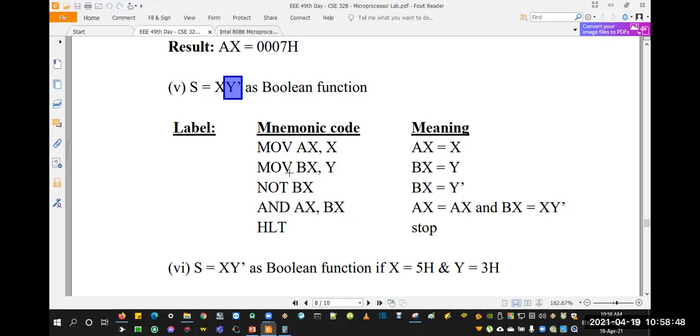Then you have to do this calculation, NOT bx, because y has to be inverted. So we are getting bx equals to y bar. And what is the function of NOT? The function of NOT is, if you have 0, then it will give you 1. If you have 1, then it will give you 0. Just the opposite of binary 0 or 1 digits.